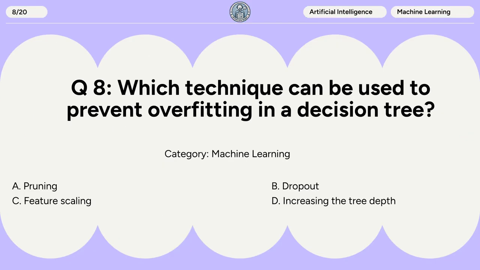Question 8. Which technique can be used to prevent overfitting in a decision tree? A. Pruning. B. Dropout. C. Feature scaling. D. Increasing the tree depth.